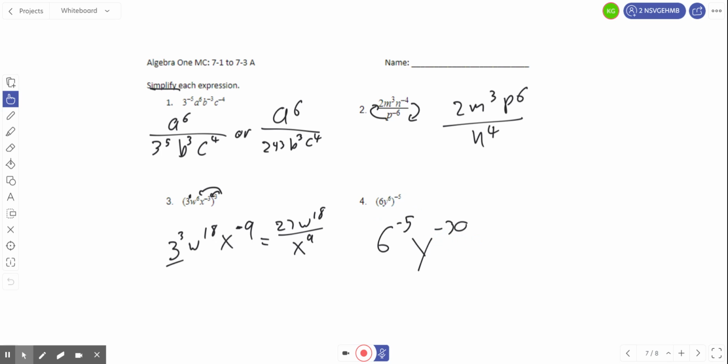And these are both negative, so we'll put them both in the denominator and we'll just leave a 1 on top. And 6 to the 5th is going to be a huge number, 7,776. So I'm just going to leave it as is. It wouldn't be wrong if you wrote 7,776, but that's getting pretty big.